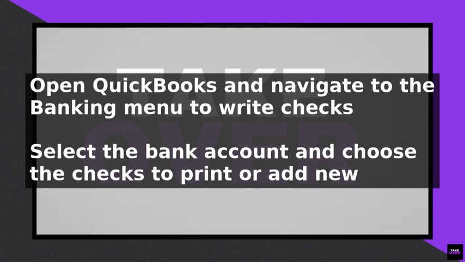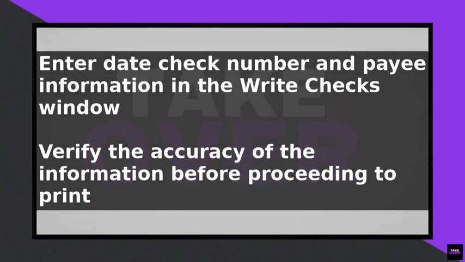To print the checks, click on the Print button at the bottom of the screen. Select the printer you want to use and choose the correct check stock. You can also preview the checks before printing to ensure they are correct.